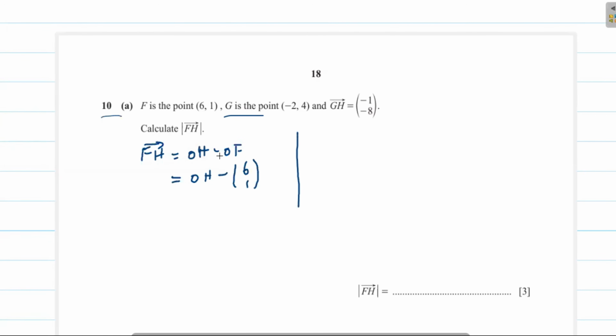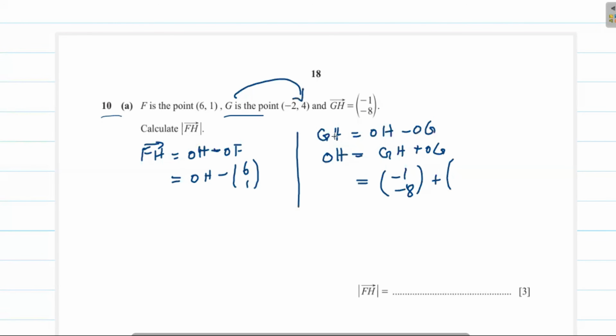Now, firstly, we find OH. You see here, GH is given here. That means GH is OH minus OG. Now, the value of OH will be equal to GH plus OG. We shift the OG from right side to left side, that becomes positive. Now GH is (-1, -8) and OG, you see here, this is the position vector of G. We write it as OG and that is (-4, ...). Now we add these corresponding values: -1 plus -4 and -8 plus 4. We get -3 and -4. Therefore, OH is equal to (-3, -4).